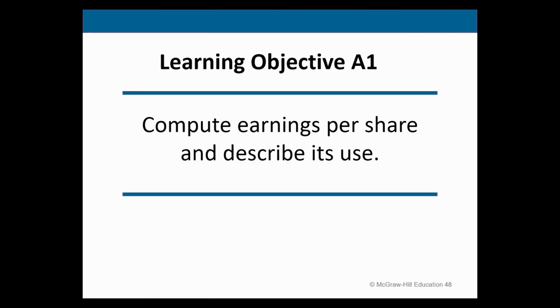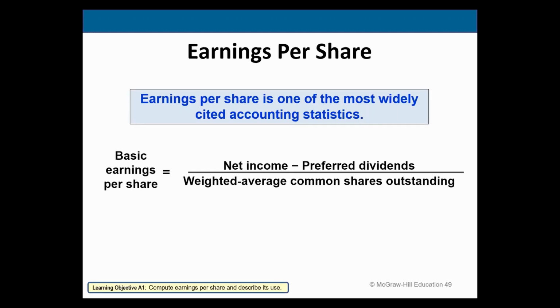And so now we'll learn how to compute earnings per share and describe its use. The income statement reports earnings per share, also called EPS or net income per share, which is the amount of income earned per share of a company's outstanding common stock. The basic earnings per share formula is shown. When a company has no preferred stock, the preferred dividends are zero.